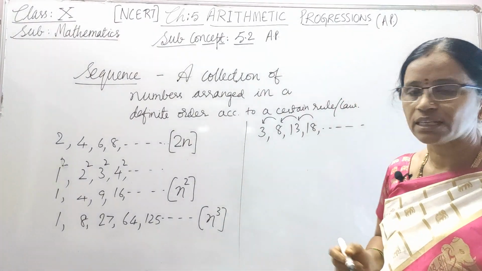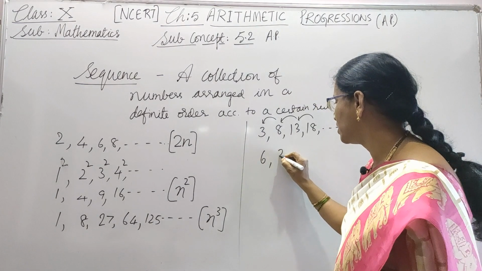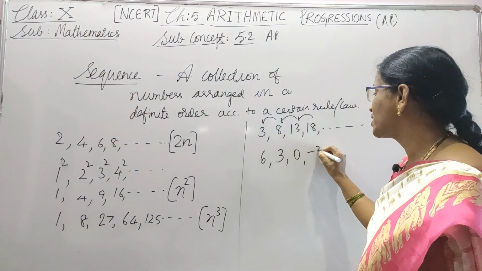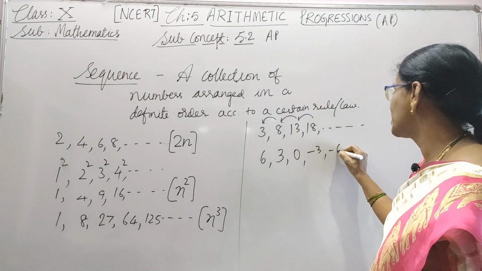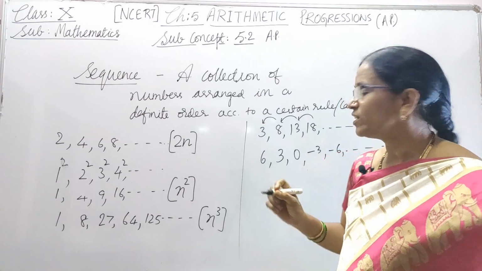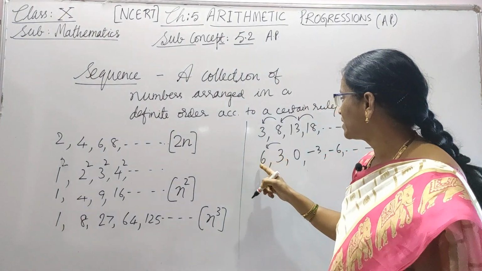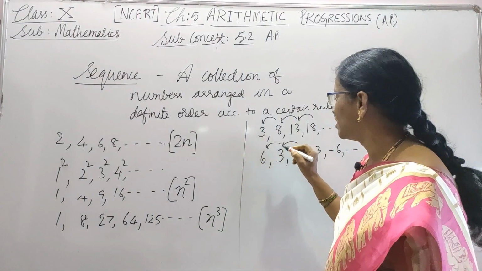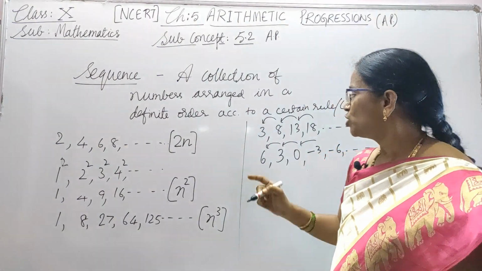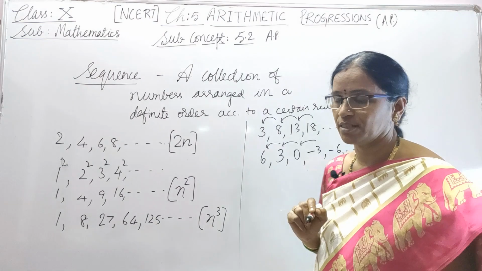One more sequence I will take for example: 6, then 6 minus 3 is 3, 3 minus 3 is 0, 0 minus 3 is minus 3, minus 3 minus 3 is minus 6. Again this is also a sequence in which the difference between any term and its preceding term is a constant. That is 3 minus 6 is minus 3, 0 minus 3 is minus 3, minus 3 minus 0 is minus 3, isn't it? So this is again a special sequence.